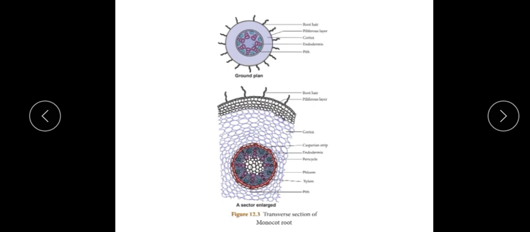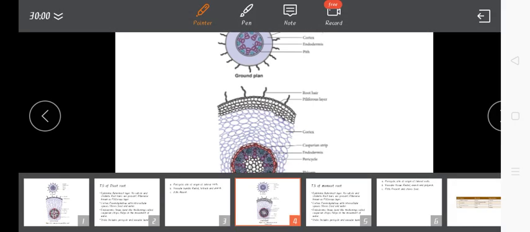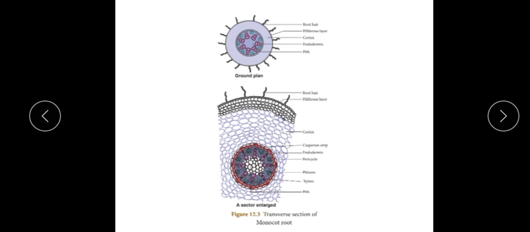You can see bundles of xylem. Not one or two, you can see many bundles of xylem, many bundles, you just cannot count in this order. Such an arrangement is called as polyarch. The word poly means many. Since many xylem are there, it is called as polyarch.